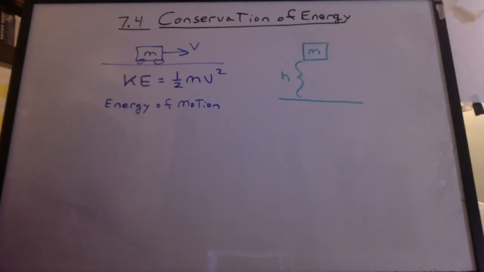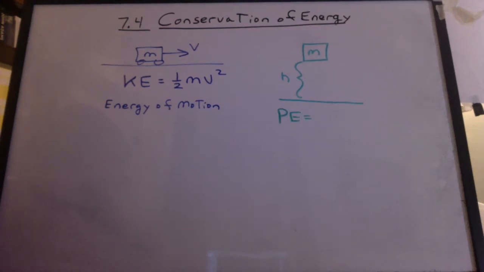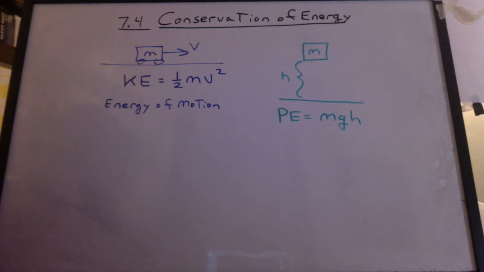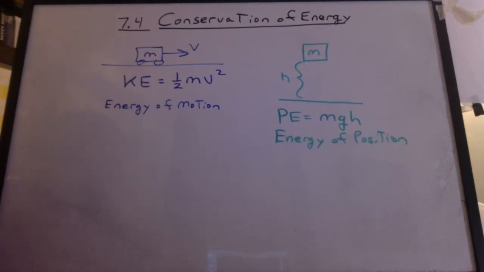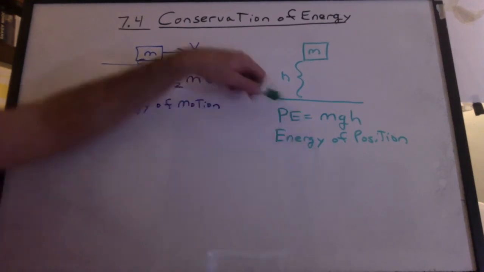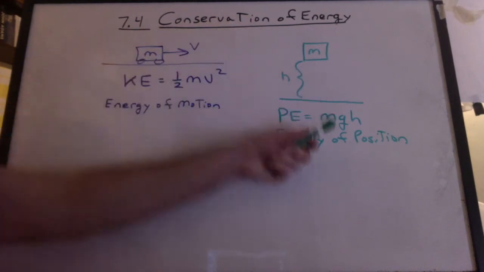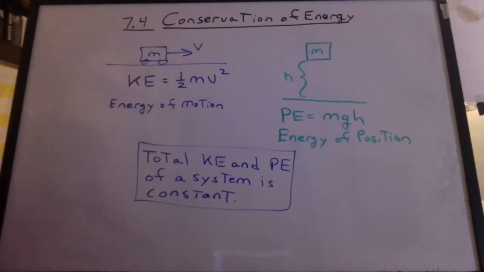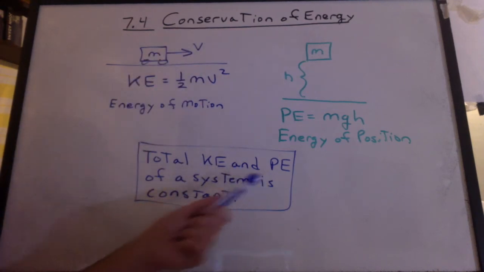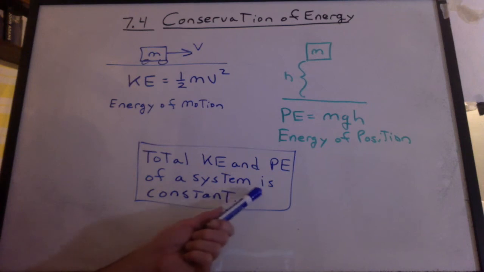Then we saw an object raised up from the floor, and we said it had potential energy, and the formula given is mgh, also derived in the previous video. You can think of potential energy as the energy of position. Because the block is up here, it has the potential to come back down, doing that amount of work. When we say we have conservation of energy, the total kinetic and potential energies of a system remain constant.